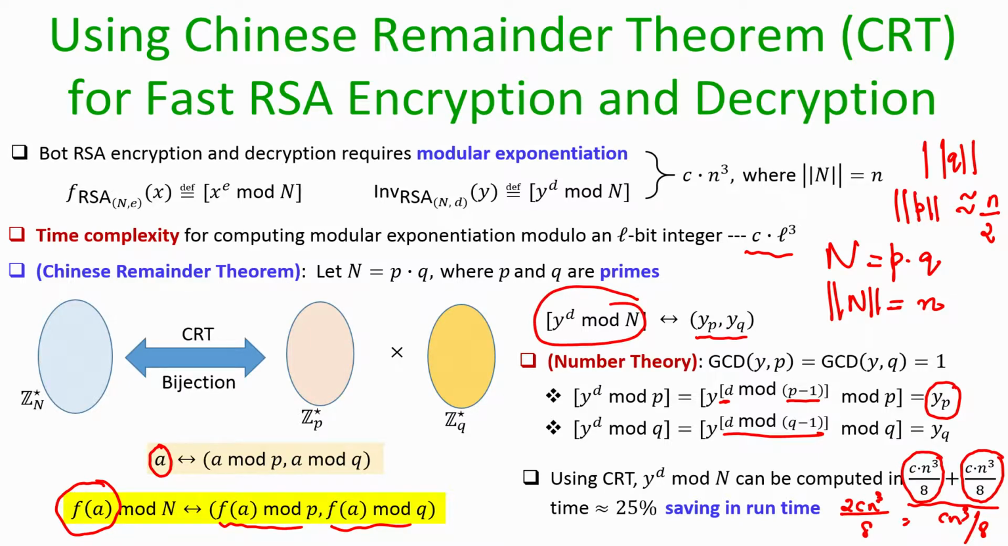If instead of computing y to the power d modulo n directly, we use this indirect approach where we compute y sub p and y sub q in Z p star and Z q star and then combine them to obtain the result y to the power d modulo n, we end up saving 25% of computation. And this is a very common trick which is used in practical instantiations of the RSA decryption algorithm.